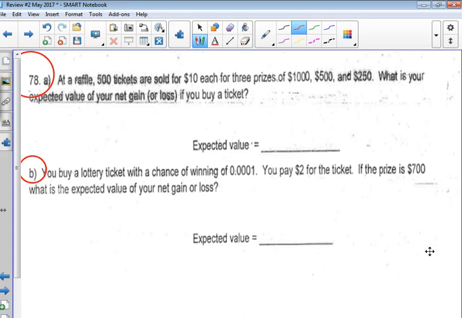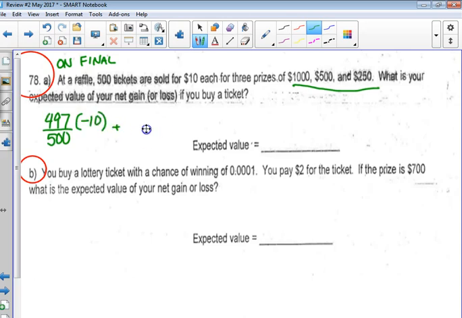All right. I'm moving on to, actually, I want to do this question. Let's do 78. This is on the final. It is a free response question. There's no guessing. Okay. The proper way to do this question would be to say there are 3 winning tickets out of 500. So there's a 497 out of 500 chance that I'm going to lose $10. Okay? But there is a 1 out of 500 chance that I'm going to win.